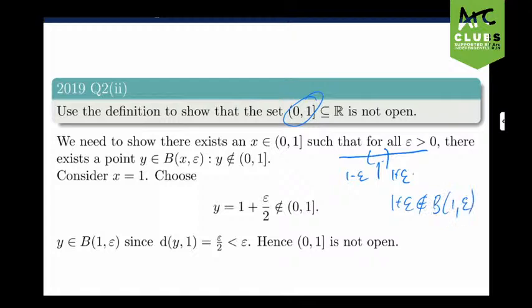But it doesn't matter, I can choose some other point in between, like 1 plus epsilon over 2. Clearly this is between 1 and 1 plus epsilon, so this y value lies inside this ball, and is also outside of this interval, because 1 plus epsilon over 2 is larger than 1. So I've proved exactly what I wanted to: there's a point inside this ball that lies outside the interval. And note that it's in terms of epsilon, so no matter how small I choose this epsilon to be, I can always find this point.